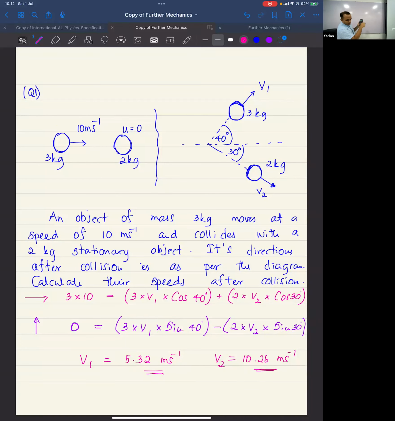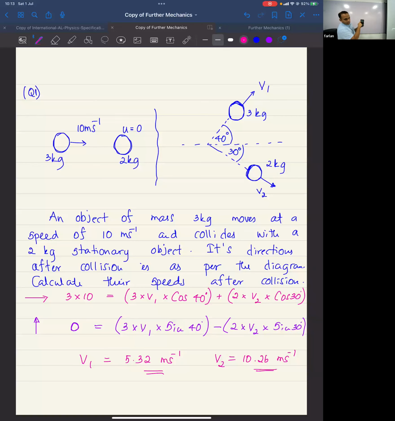In the next equation, the coefficient of v1 is 3 sine 40. Coefficient of v2 is minus 2 sine 30. Minus 2 sine 30 equal. And in the second equation, the number on the other side of the equation is 0. So put 0 and equal. Now you have input everything correctly. Press the equal sign again.